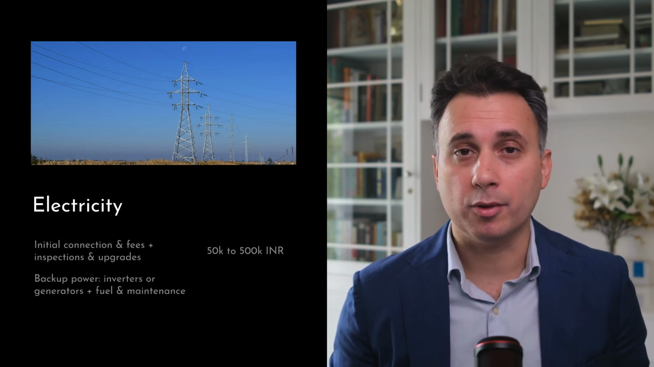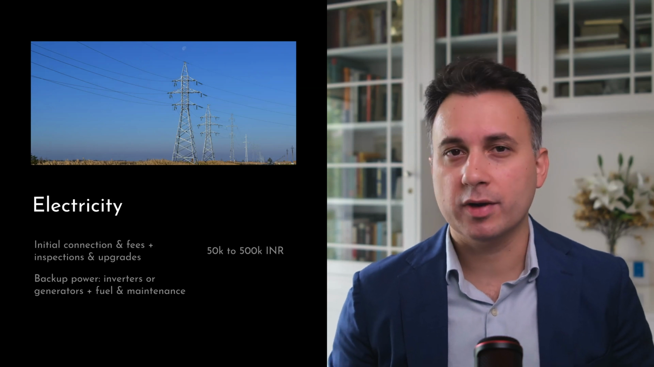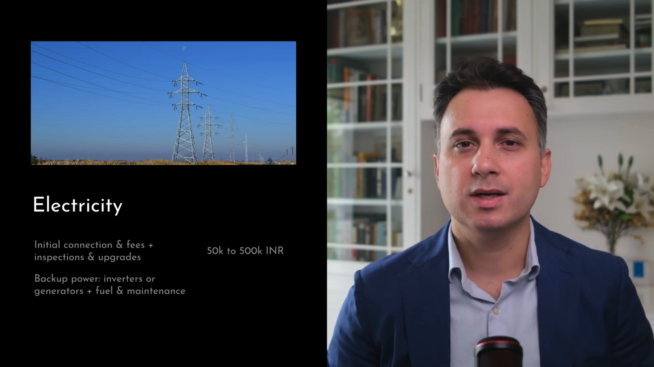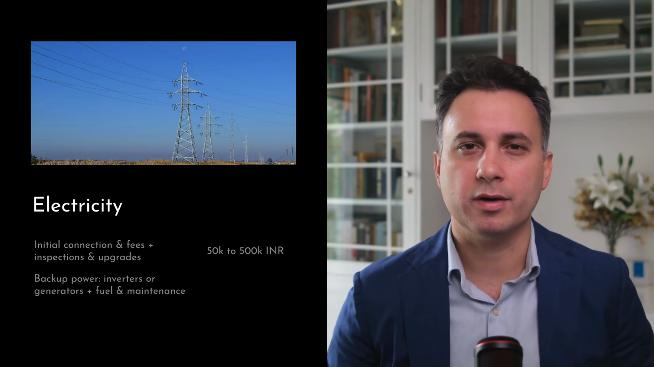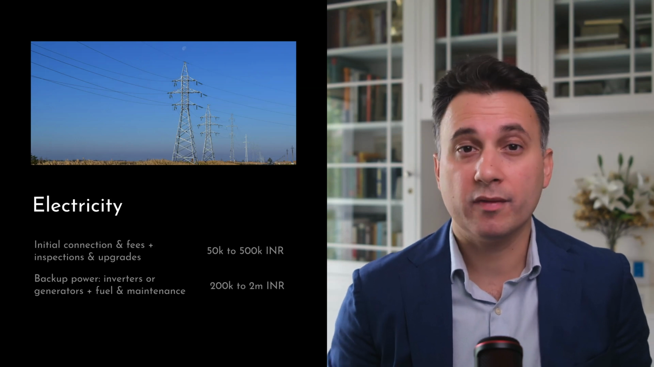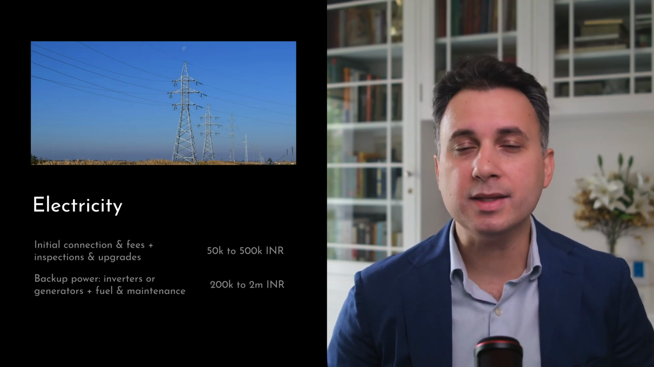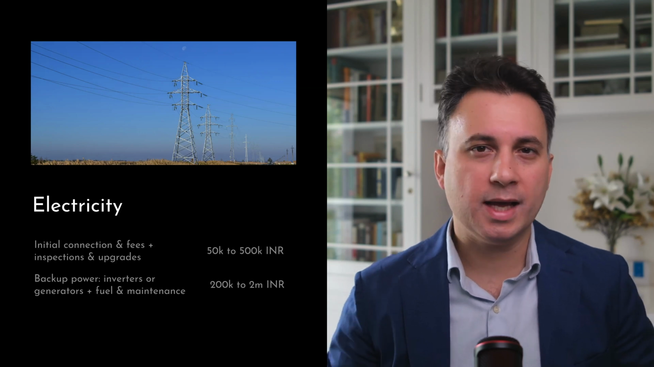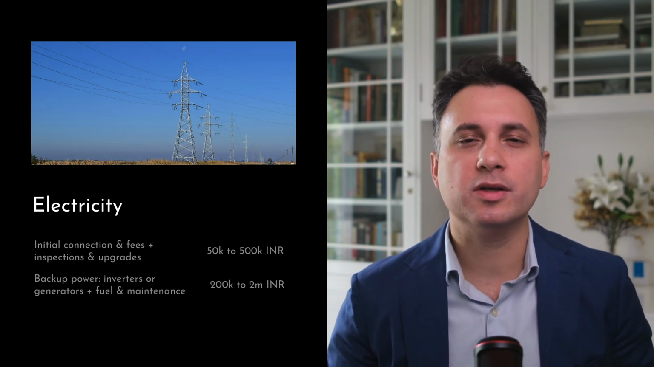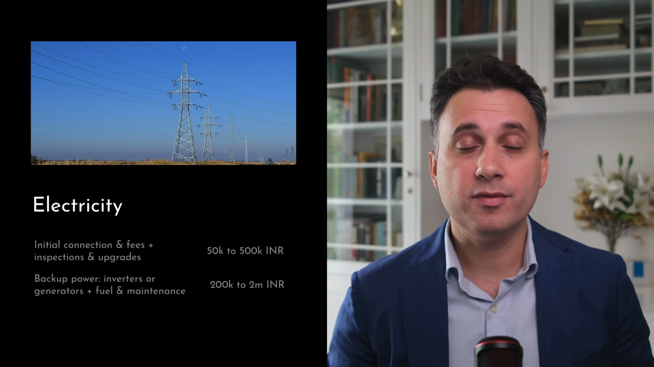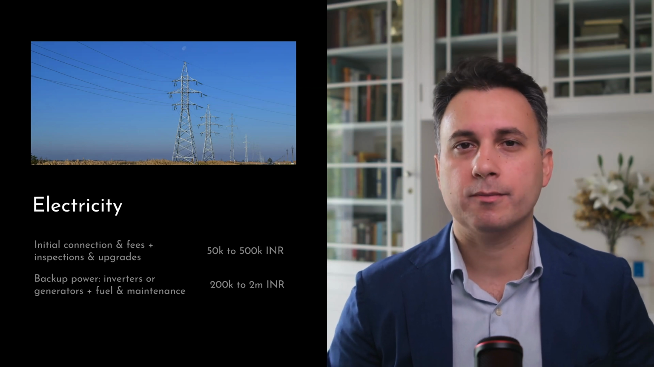Then there's backup power. Inverters and generators are often a necessity. A decent industrial-grade generator can cost anywhere from 200,000 to 2 million rupees, plus ongoing fuel and maintenance. You need to budget at least 10 to 15% of your initial infrastructure budget for this if you plan to set up a manufacturing unit.